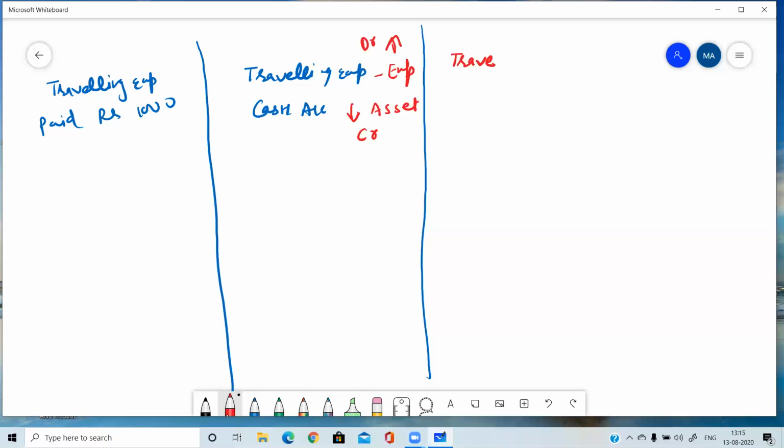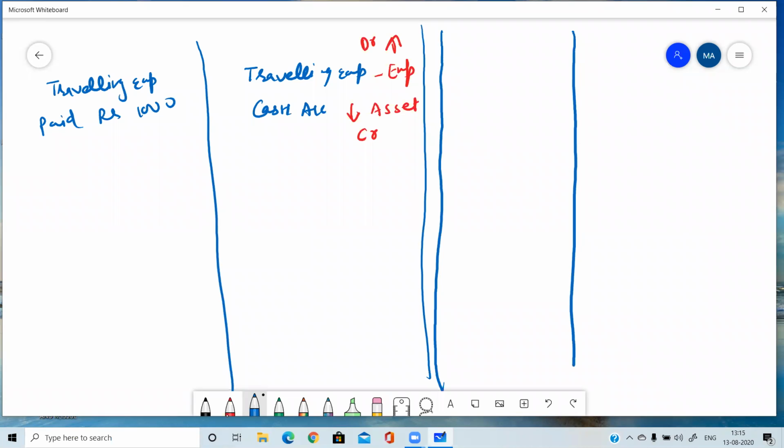Wait, I am making the format here for better understanding, so that we do all the entries in format. This is the column for date, or you can write here serial number if no dates are mentioned. Then this is the format of journal, and two columns for amount.